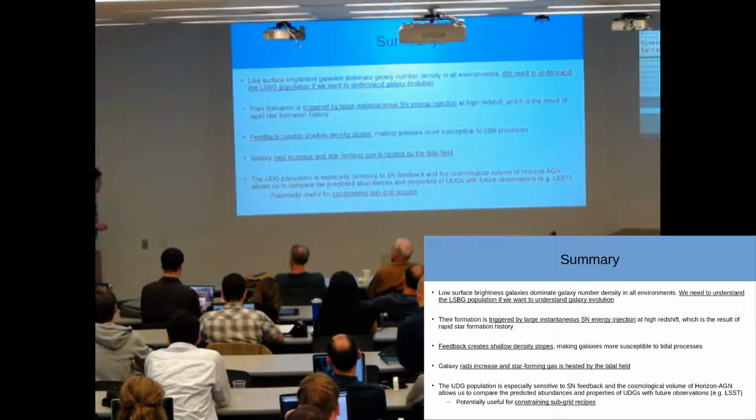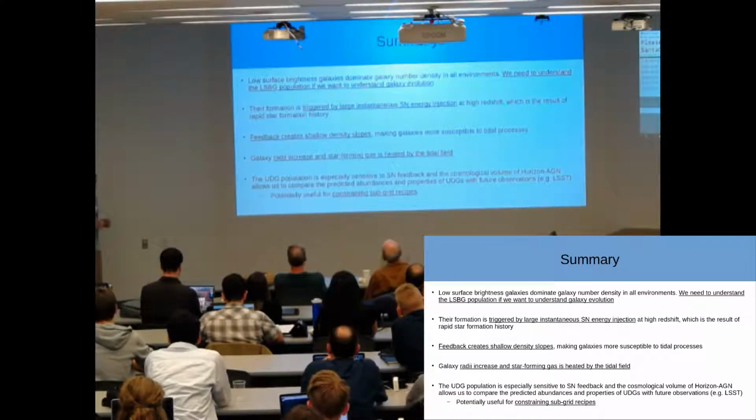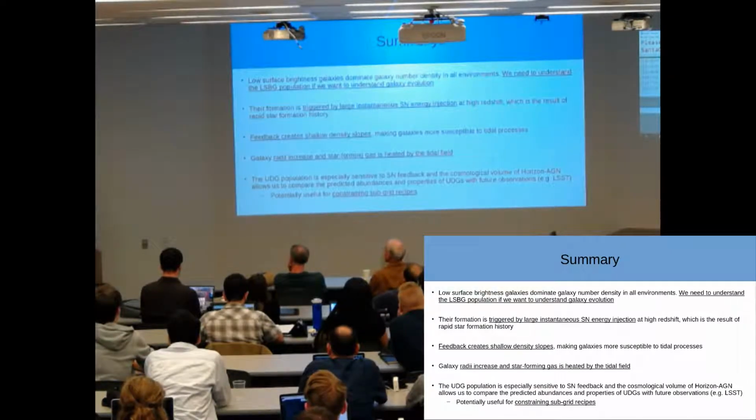And one last note: these populations seem to be quite sensitive to supernova feedback, and we can couple this with the fact that we have a cosmological volume. Once we are able to compare this with something like LSST, this is going to be a way that we can constrain supernova physics, the subgrid recipes that we're using.